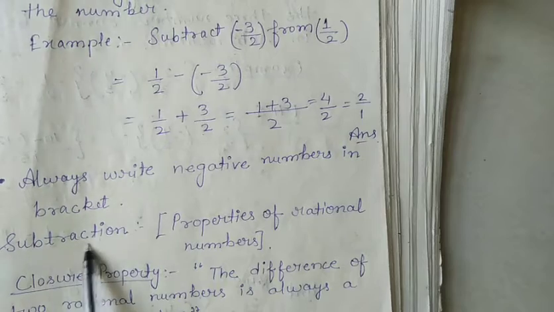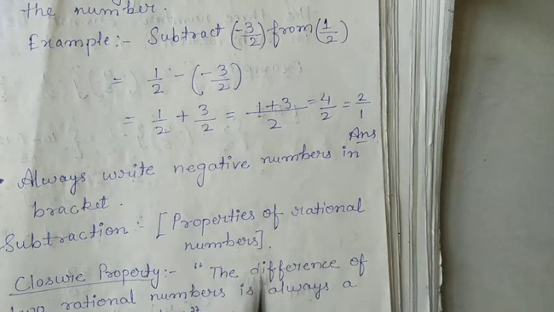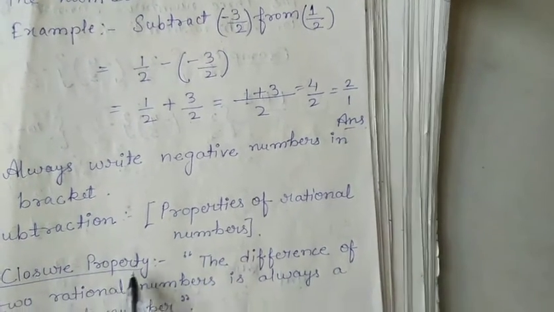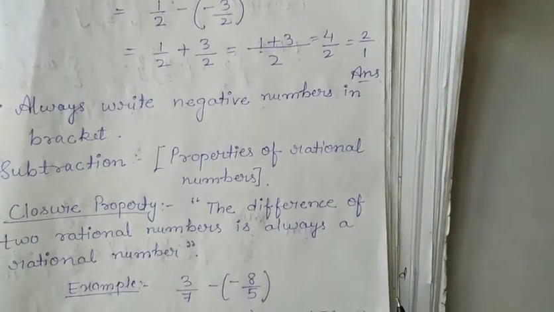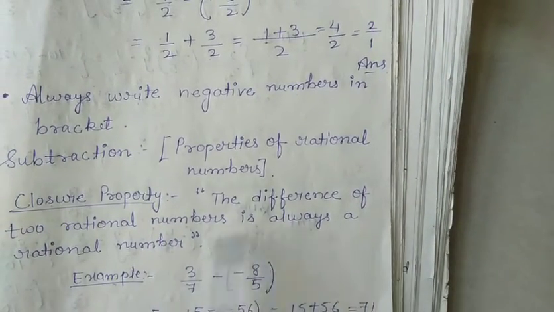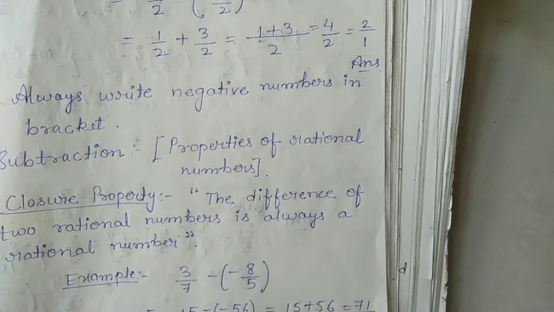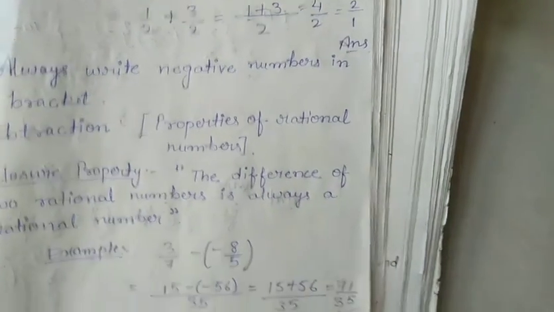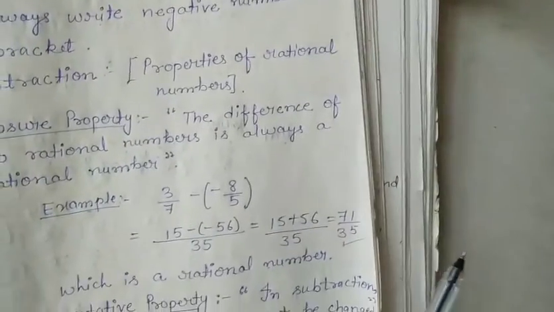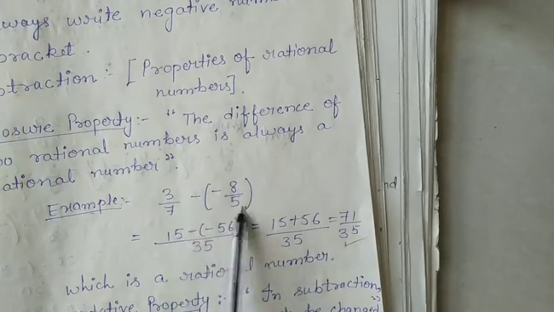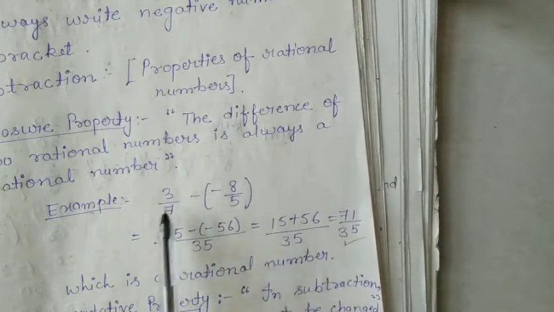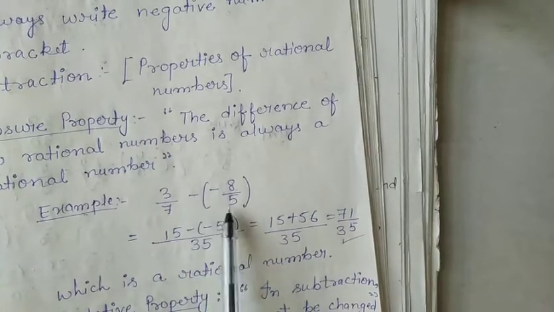Now the properties of subtraction of rational numbers. The first one is again the closure property. The difference of two rational numbers is always a rational number. When we subtract two rational numbers, the answer is also a rational number. I show you here by showing one example also: 3 by 7 minus 8 by 5.